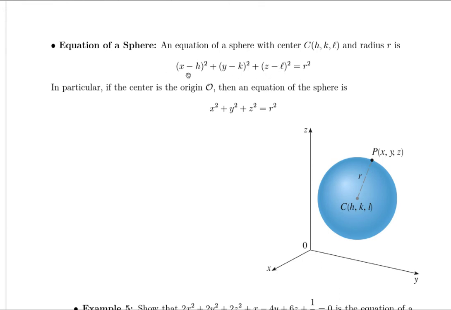So remember, for circles, it was x minus h squared plus y minus k squared equals r squared, where h and k were the center. Okay, well now h, k, l is the center, and z minus l squared is added to the equation. And then if you have a sphere centered at the origin, it's just x squared plus y squared plus z squared equals the radius squared.